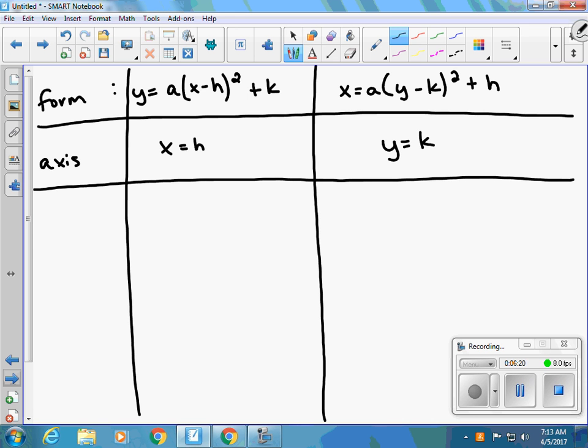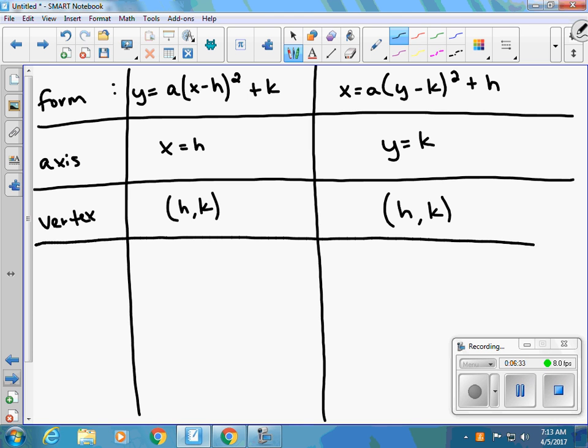Okay, so that's our axis of symmetry. Our vertex doesn't change for either one. It's h comma k. Notice that if you are inside the parentheses, the sign would switch. So if you look at the y equals one, it's a negative h, but it comes out of the vertex as a positive h. The k stayed the same.